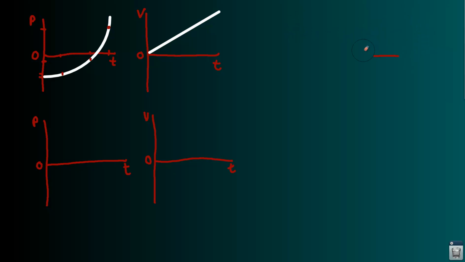Let's get rid of this. Okay. So if this is parabolic motion, then your velocity is going to be constantly increasing. This is going to be a constant slope. Okay.